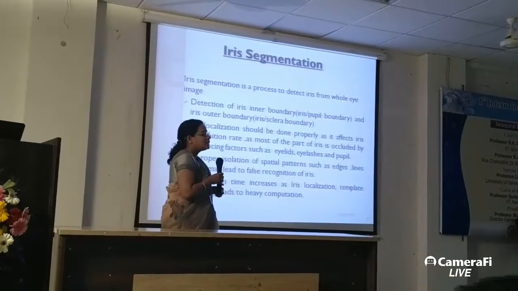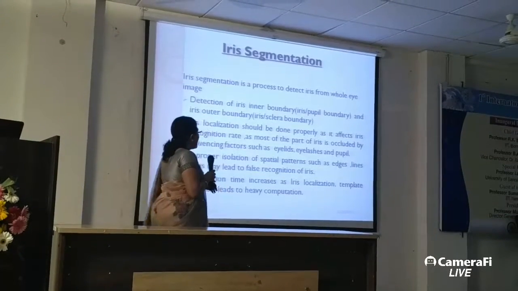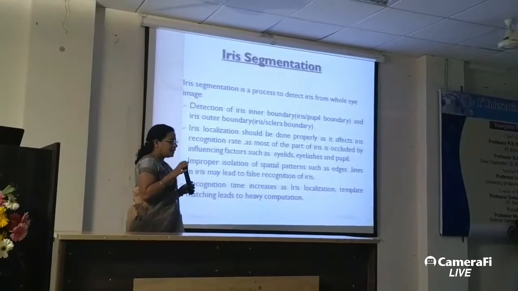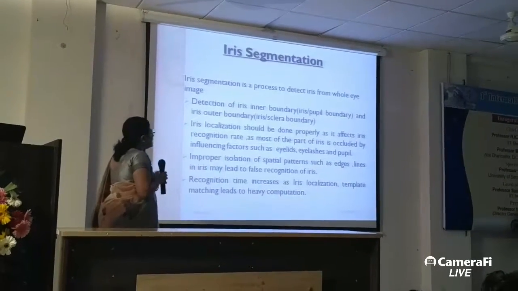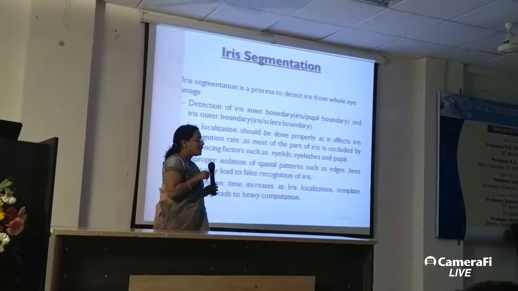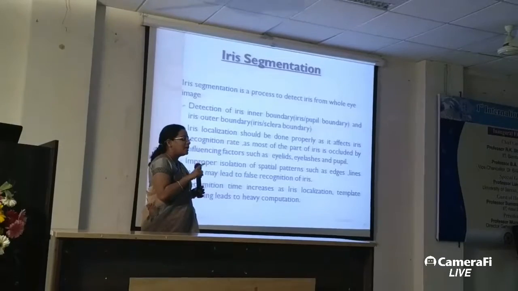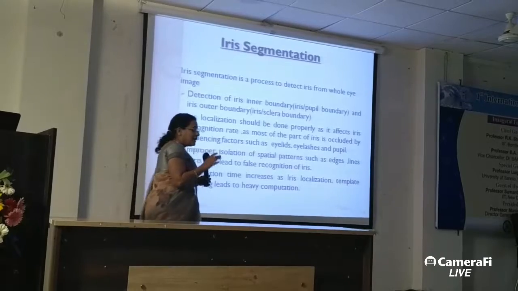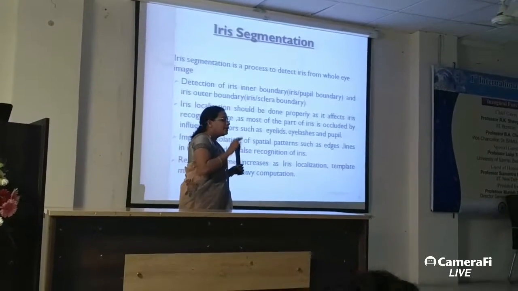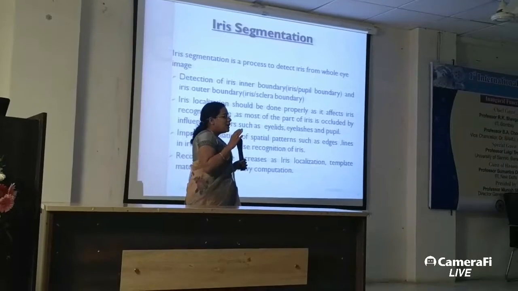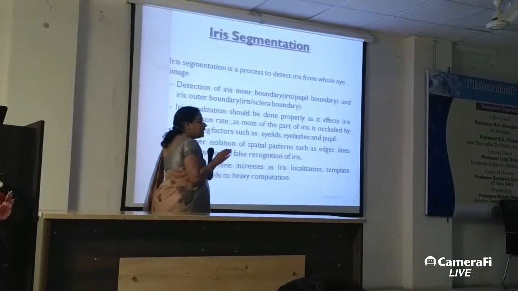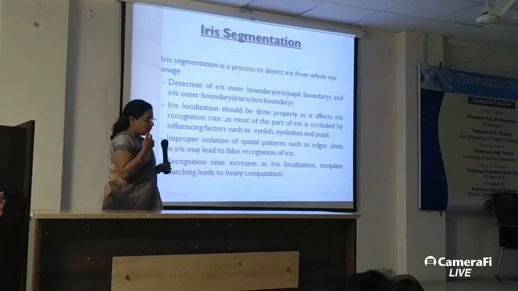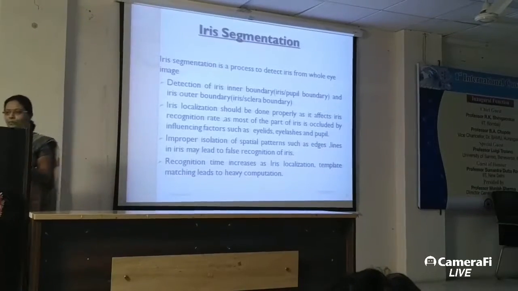So the important step in iris biometrics is iris segmentation. Iris segmentation is the process to detect the iris from the whole eye image. So it is just a detection of the iris inner boundary and iris outer boundary. The inner boundary is the boundary between the iris and pupil, and the outer boundary is the boundary between the iris and the sclera. This segmentation should be done properly because it directly affects your recognition accuracy. Most of the time the irises are occluded by the eyelashes, eyelids, and pupil also. So iris segmentation is a very important step here.